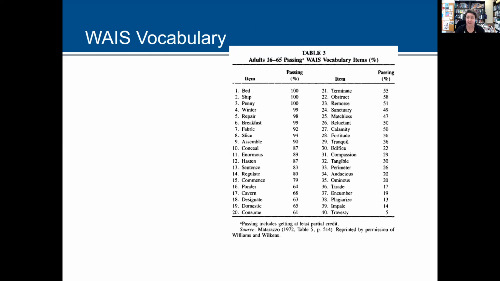Vocabulary asks them to define terms. So things like, bed. What is a bed? It seems sort of silly. But you start really easily and you work up to much more complex terms. So this is getting at some really solidified knowledge.